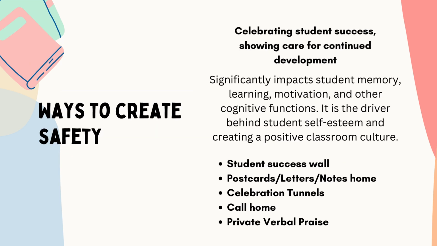Celebrating student success and showing care for continued development. This impacts student memory, learning, motivation, and other cognitive functions. It is the driver behind student self-esteem and creating a positive classroom culture. Some options are a student success wall, so having a wall posted with different student successes, sending home postcards, letters, or notes home, creating celebration tunnels, doing a call home, or private verbal praise. And I think that private verbal praise is really important because sometimes students don't like to be called out in front of the classroom, even when they're doing really well. So we have to keep that in mind and make sure that we are not inadvertently causing more behaviors because we're doing something that makes them uncomfortable.